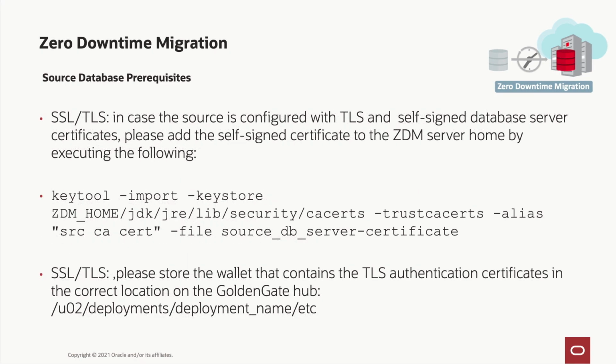Really important, in case the source is configured with TLS and self-signed database server certificates, please add them to the ZDM server home by executing as per the slide. It's really important, but bear in mind that you don't have to memorize this. We have it properly documented in our documentation and also in the technical briefs that cover the step-by-step migration to the Oracle Cloud. The same thing happens with the wallet that contains the TLS authentication certificates. They should also be stored in the correct location on the GoldenGate hub.